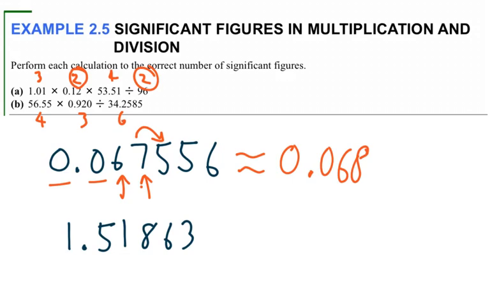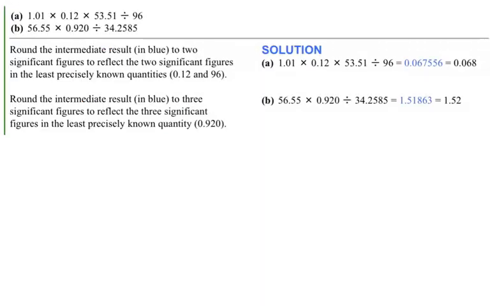So again, the rule is who's the lowest? Round by the lowest. The lowest in this example is 3. So we're going to get our number, and we're going to round to show 3 significant figures. Again, this 8 will bump that number up, and we're going to end up getting 1.52. Okay? Here is the solution. If you want to pause and take a look at that, there's the 2 problems that I just did.